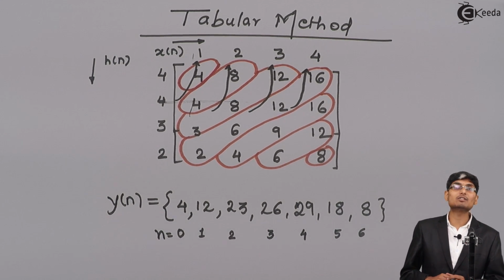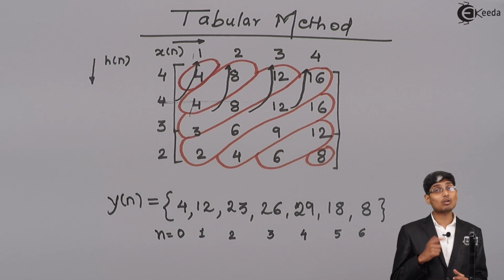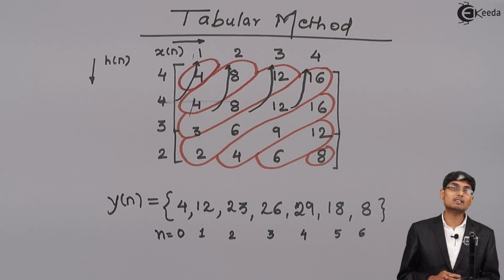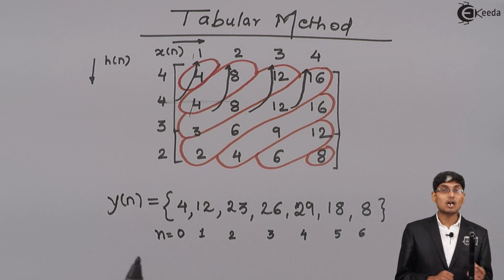So this method is normally used to cross verify or cross check the answers that you have got using the graphical method. So this is an alternative method to the graphical method of finding a convolution.